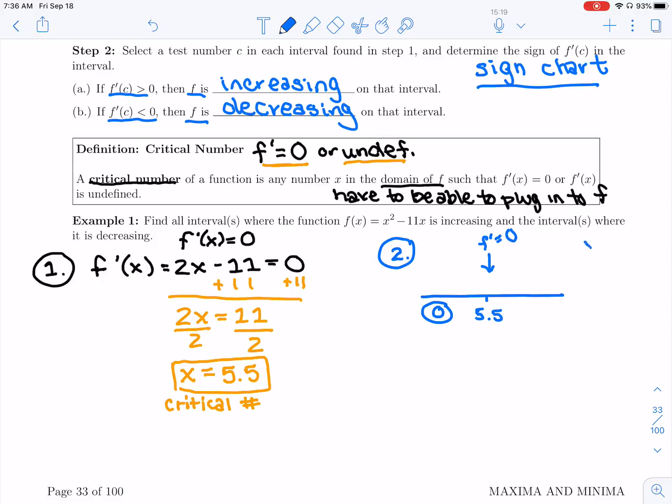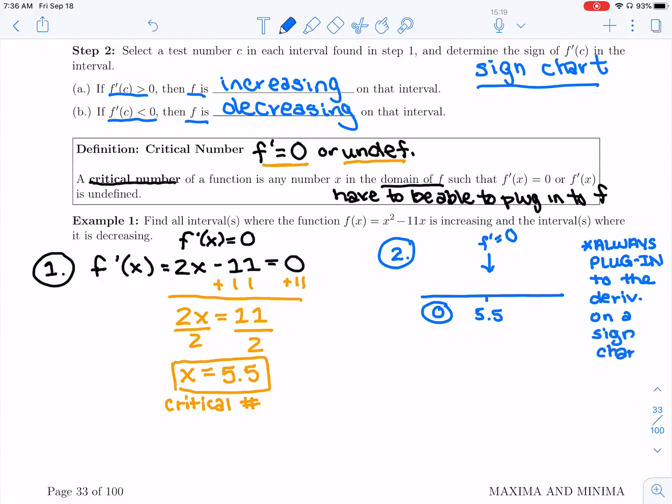So let's make ourselves a note. Always plug in to the derivative on a sign chart.